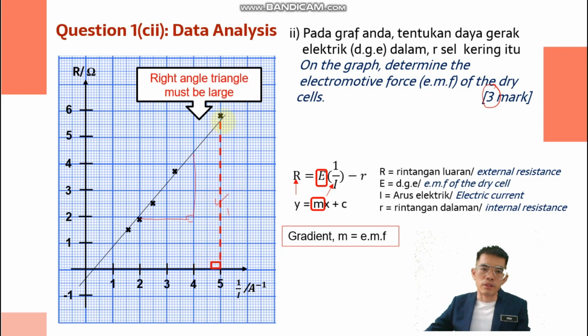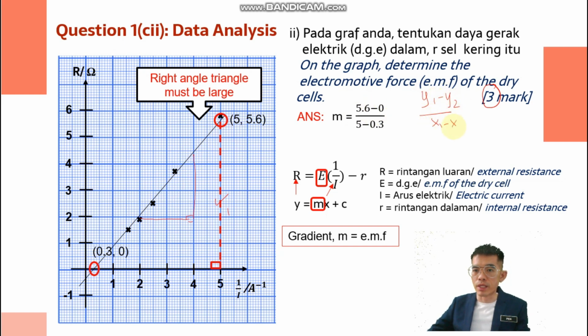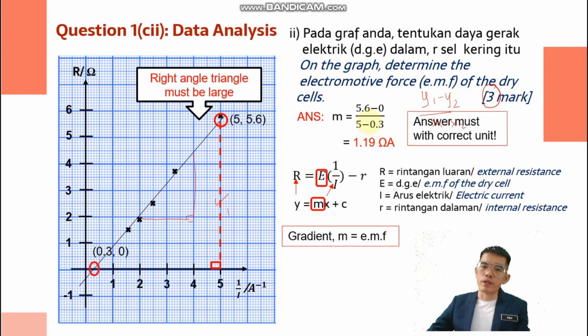Then we have to get the points at the vertices of the right angle triangle and put them in the formula of the gradient, y1 minus y2 over x1 minus x2. This formula you have already learned in your PT3 mathematics. You press the calculator, then you will get the reading 1.19 with the correct unit. So you will get the second mark for the substitution and the third mark for the answer with correct unit. This is the E.M.F. I get in my experiment.